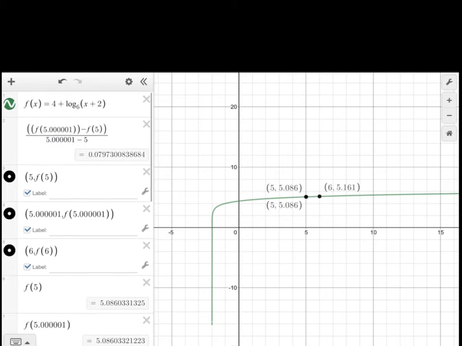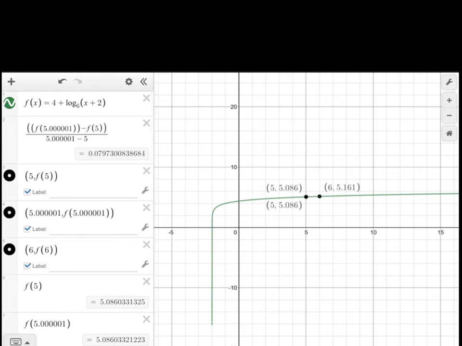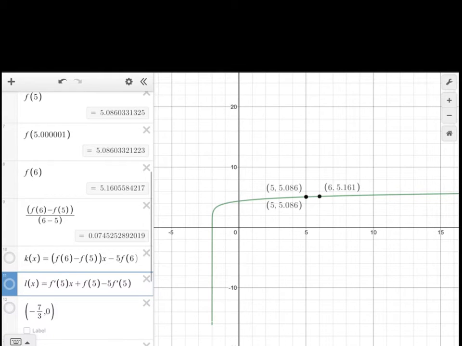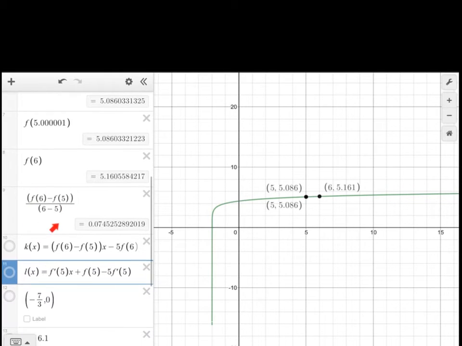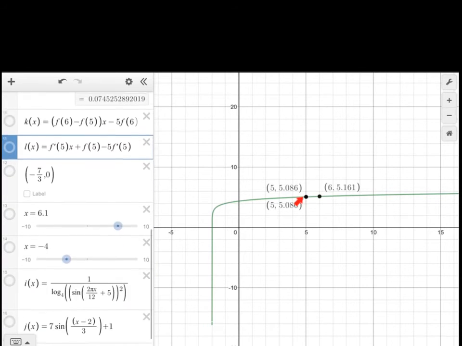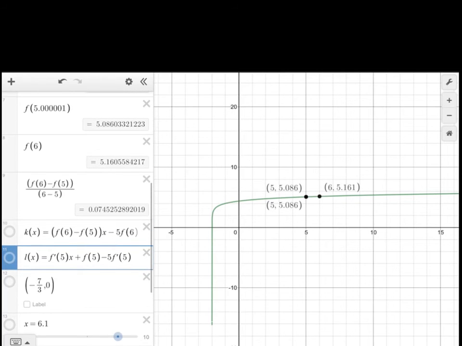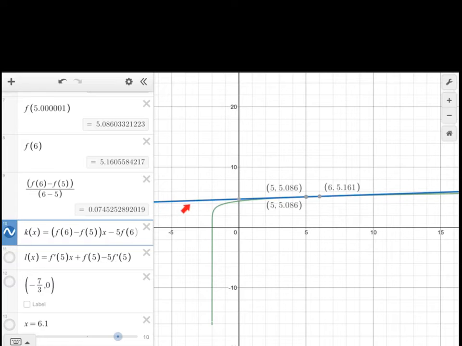What do you have to do? All right, find the value of f of 5, find the value of f of 6, plug it into this formula right here, and we have ourselves our slope, 0.074525. That is the average rate of change between 5 and 6. All right, let's check out. There, the slope of this blue line is also the average rate of change between 5 and 6.